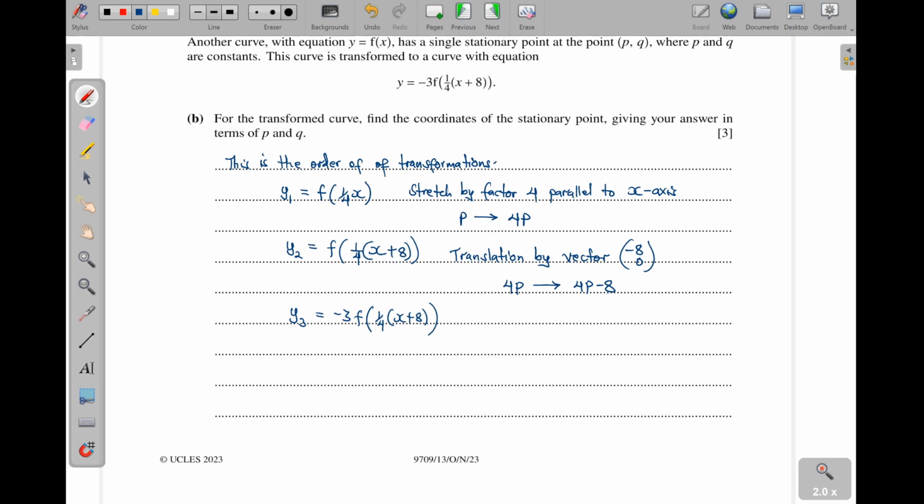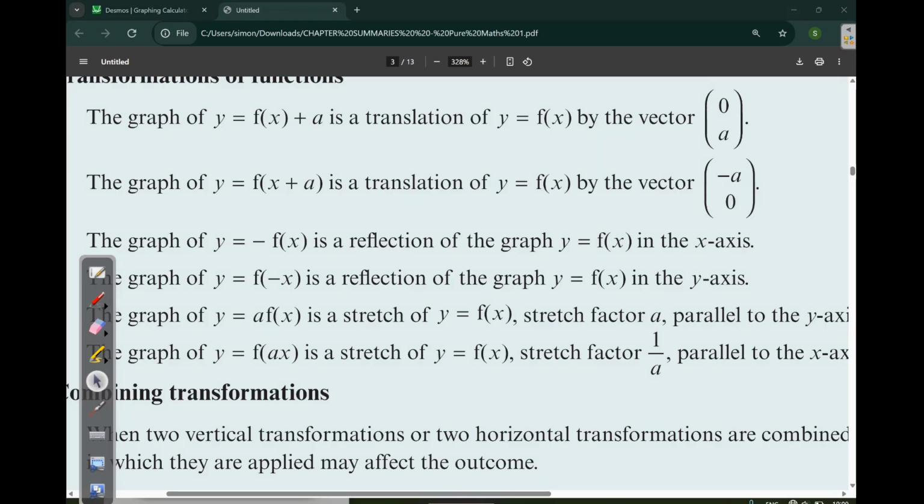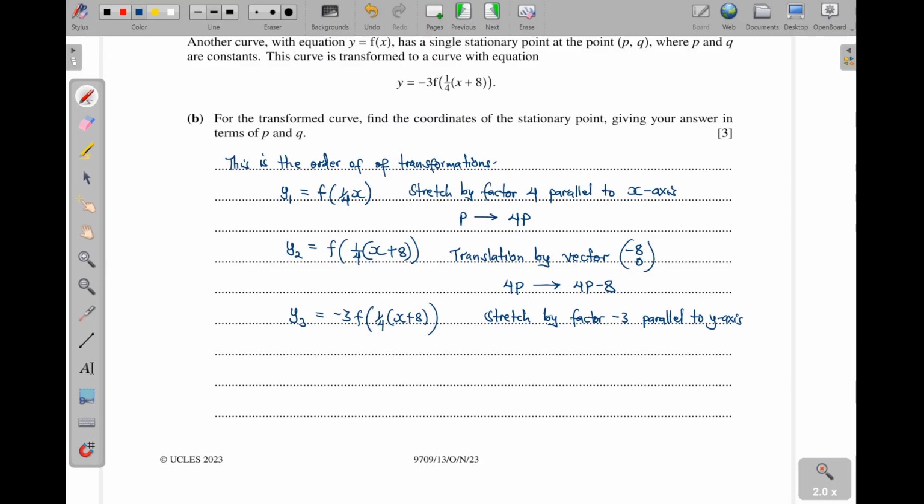This one is going to be the stretch. A multiplication is a stretch. So stretch by factor negative 3 parallel to y-axis. We are putting parallel to y-axis because you can see right from here, if the multiplication is in the function, then it is parallel to y-axis. If the multiplication is on the x, then it is parallel to x-axis. You get that?